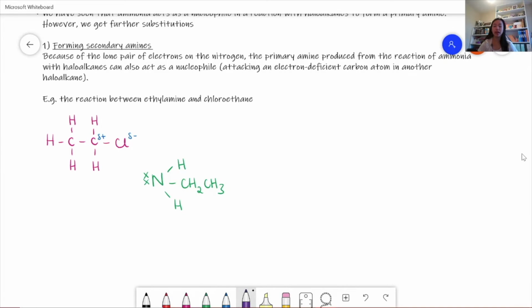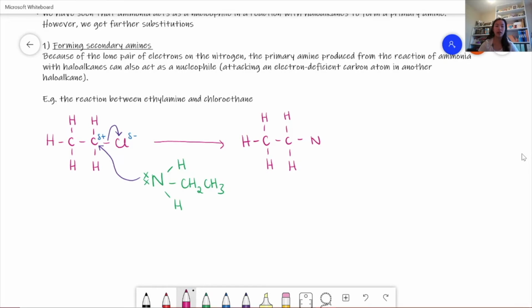And so these electrons are attracted to this partially positive carbon, and so move towards it. And then electrons from this covalent bond move towards the chlorine. So again, we form this intermediate where we have CH3, and then CH2, and then we've substituted the chlorine out for this ethylamine.